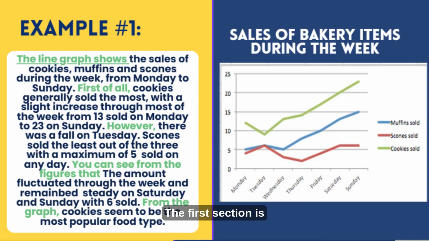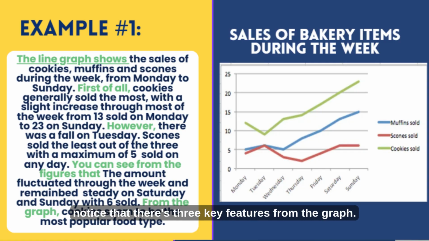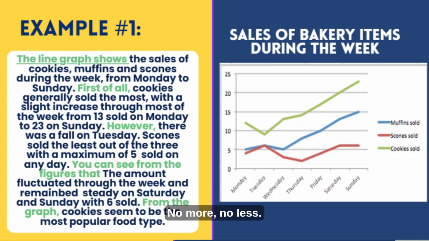The first section is an overview statement of the title and both axes. After that, we have the structural markers. First of all, however, you can see from the figures that you notice that there's three key features from the graph. No more, no less.